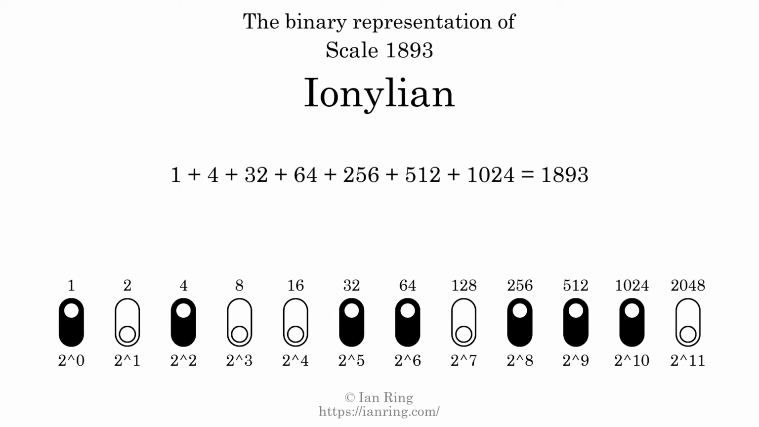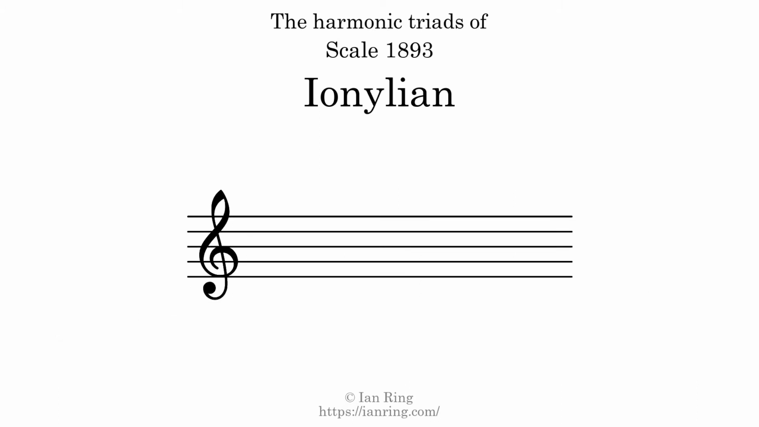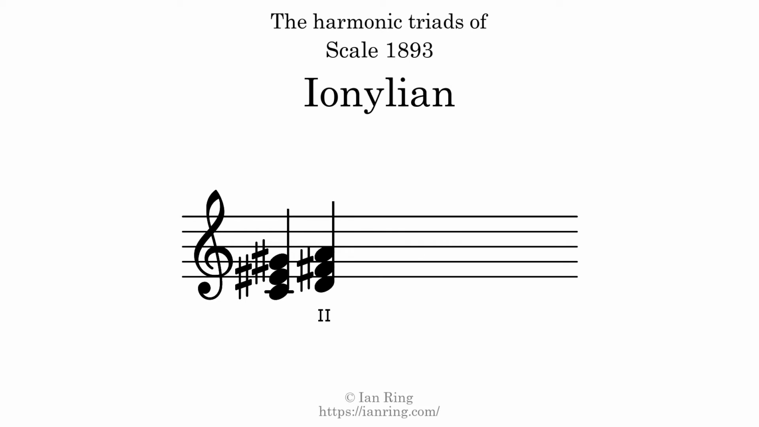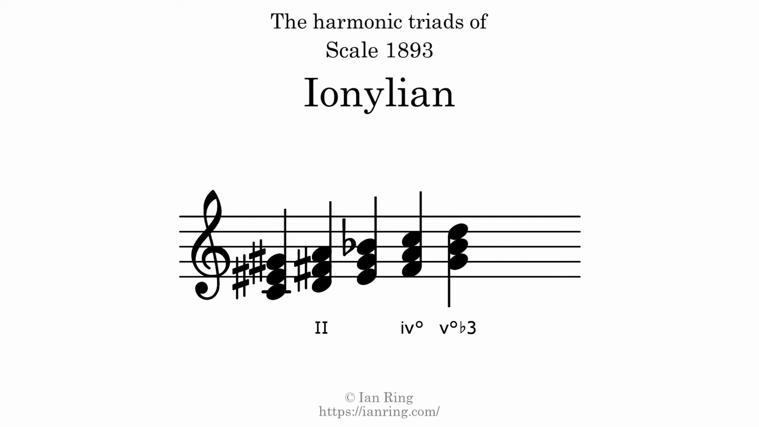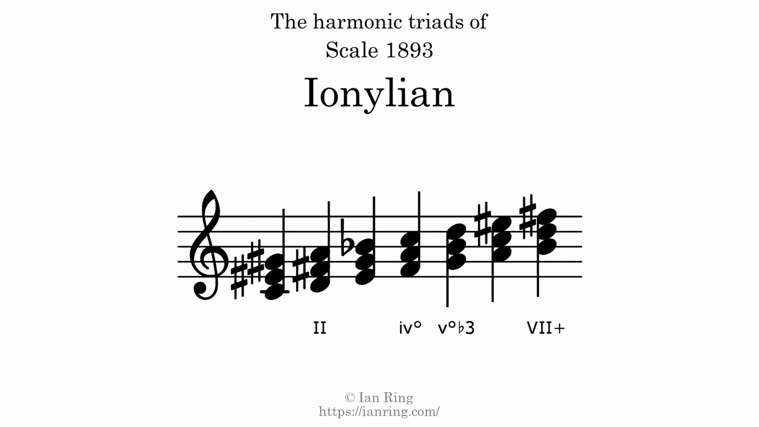1893. The scale number not only enumerates the scale with a unique index, but it also literally describes the tonal content of the scale. Represented as a binary number in base 2, the scale number is 0111011000101. Here are the harmonic triads present in this scale. Unnamed, major, unnamed, diminished, diminished flat 3, unnamed, augmented.